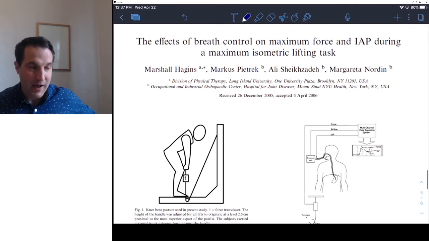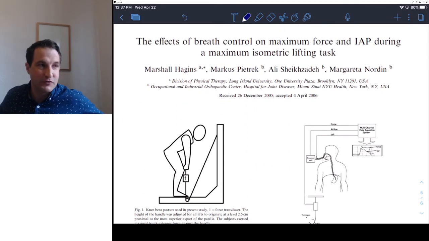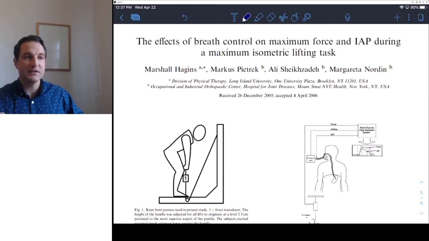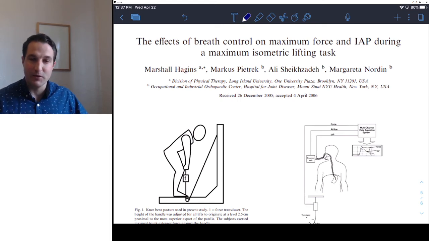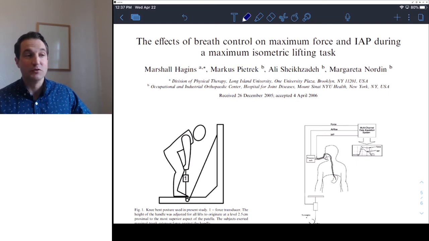We're going to pass by one of my favorite research articles of all time. And the reason that this is one of my favorite research articles is because it talks about the Valsalva maneuver. And if you've ever been a personal trainer or been somebody who's lifted weights, you have heard a lot of different kind of conjecture about what is good to do when you're lifting something heavy.